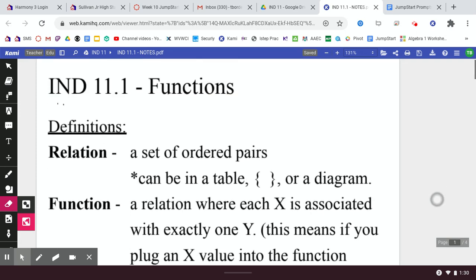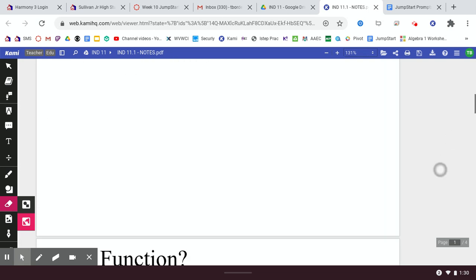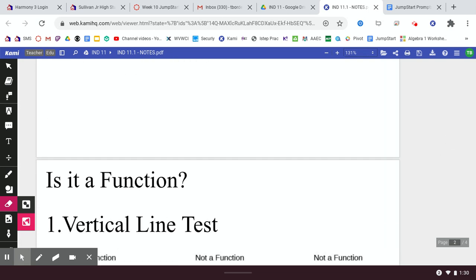All right, so we've got our definitions out of the way, so now we're going to look at application. First of all, when we have either a graph or a relation, which is a set of points, we have to determine if they are a function or not, because not every equation is a function, okay, if that makes sense.